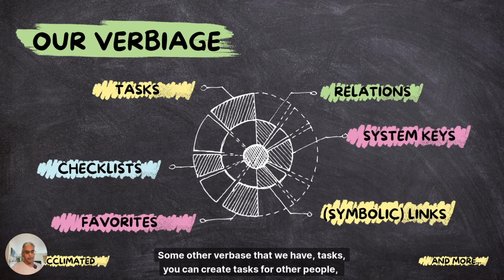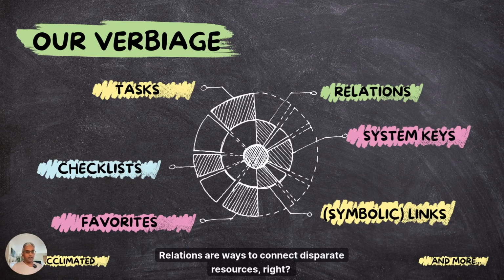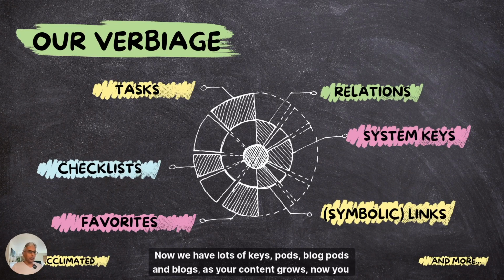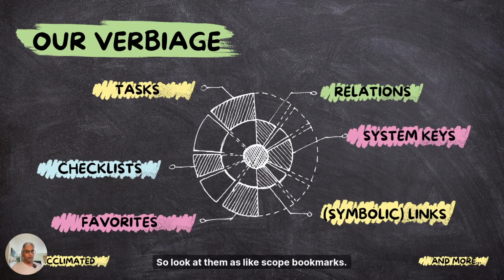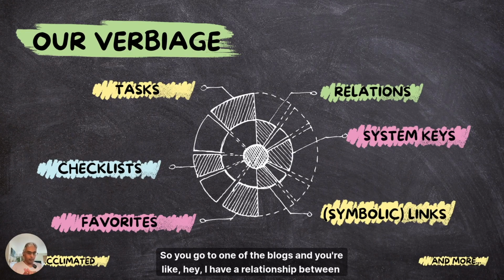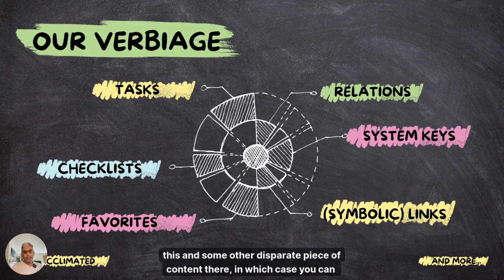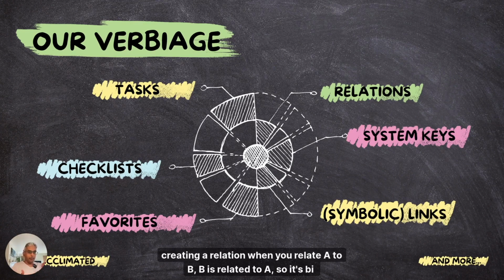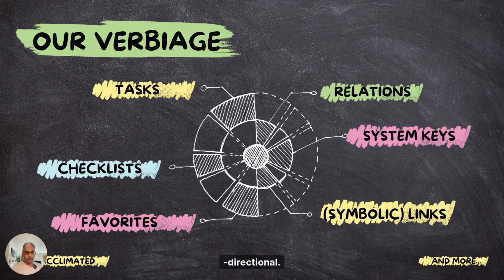Some other verbiage that we have: tasks. You can create tasks for other people. That's again standard English terminology. There's nothing more to explain there. Relations are ways to connect disparate resources. Now we have lots of keys, pods, block pods, and blocks. As your content grows, you want to relate them. So look at them as scope bookmarks. You go to one of the blocks and you're like, hey, I have a relationship between this and some other disparate piece of content, in which case you can establish the connection by creating a relation. When you relate A to B, B is related to A, so it's bidirectional.